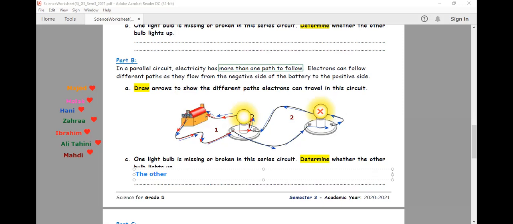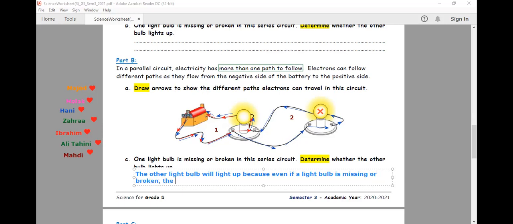So, help me with the answer. Yes. The other light bulb will light up, because it has more than one path. If one light bulb is missing or broken, the electric current will still flow through the second one, the second branch of the parallel circuit.